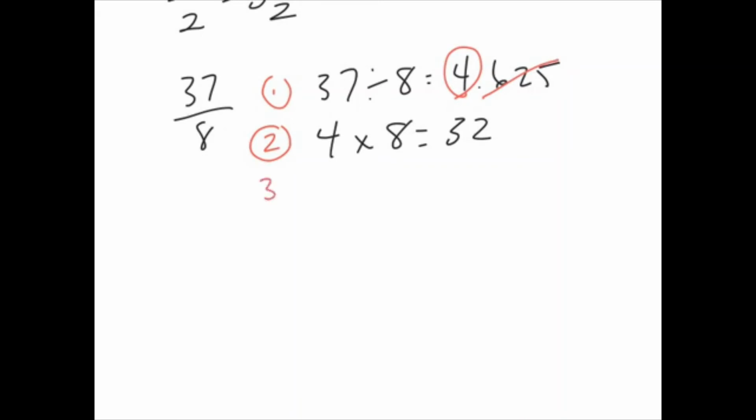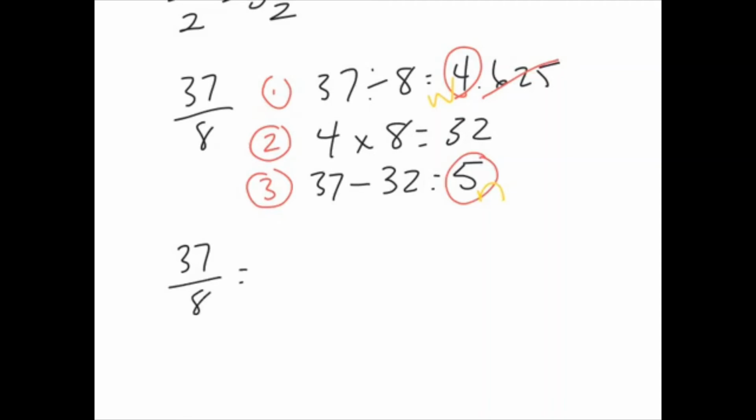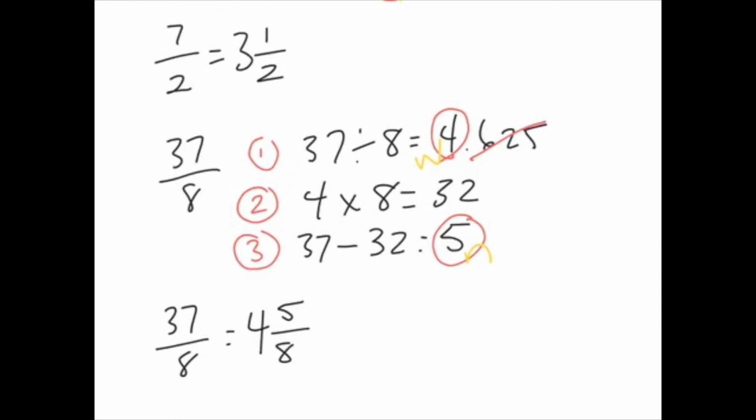And then in step 3, we're going to take our original numerator, 37, and subtract the product of 32, and 37 subtract 32 is 5, and this is our new numerator. So here is our whole number, and here is our new numerator. So 37/8 would be equal to our whole number 4, new numerator 5, original denominator 8. So 37/8 is equal to 4 5/8.